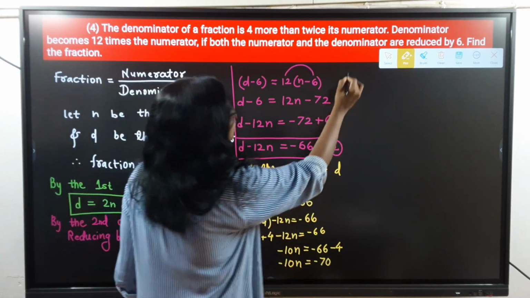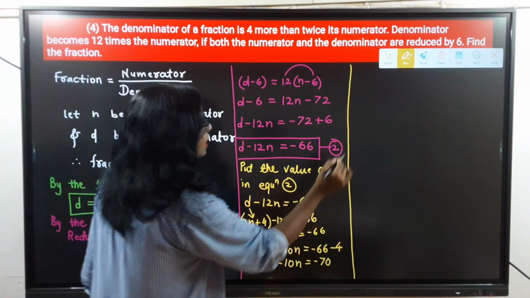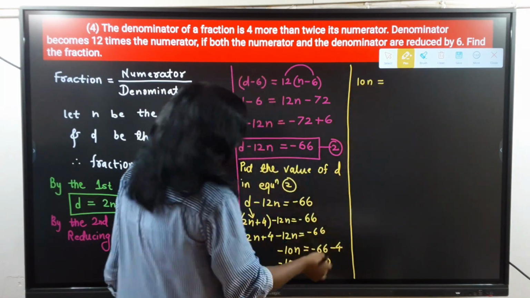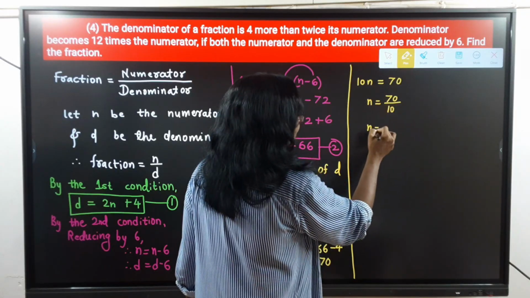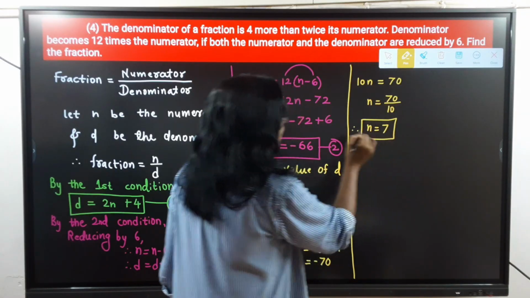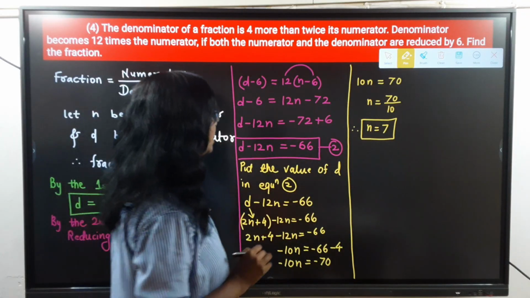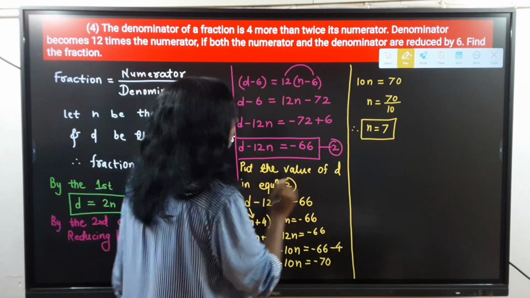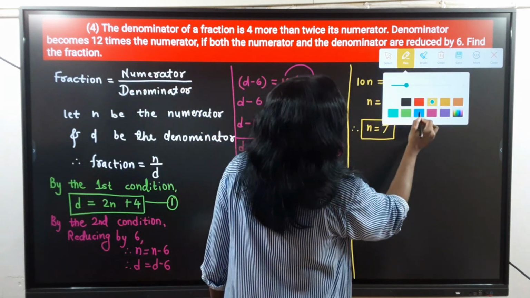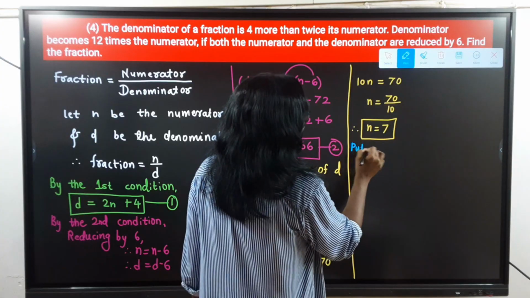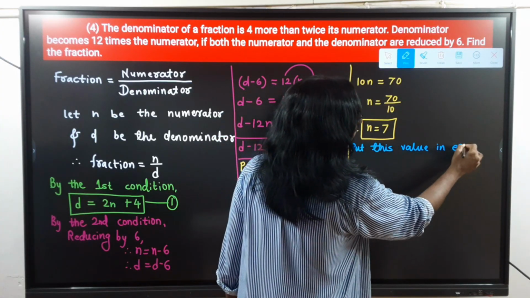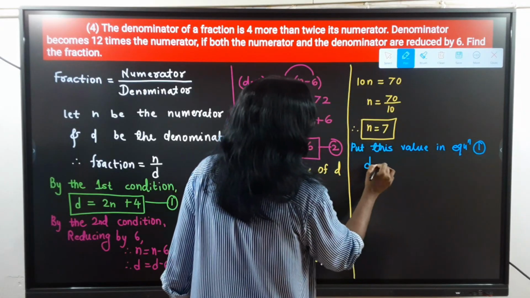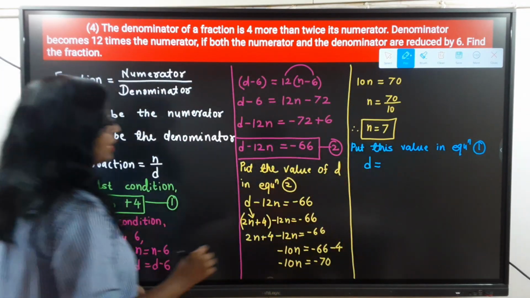So now cancellation of negative sign. So 10n is equal to 70. So n is equal to 70 upon 10. Therefore n is equal to 7, 10 sevens are 70. Okay. Then the next is that put this value in equation 1. So equation 1 is d is equal to 2n plus 4.